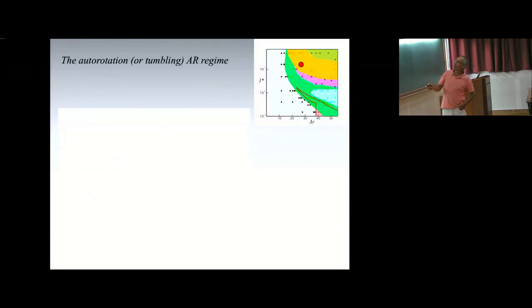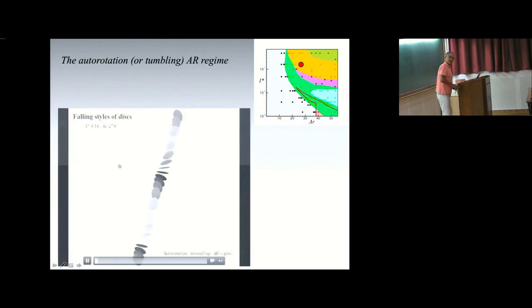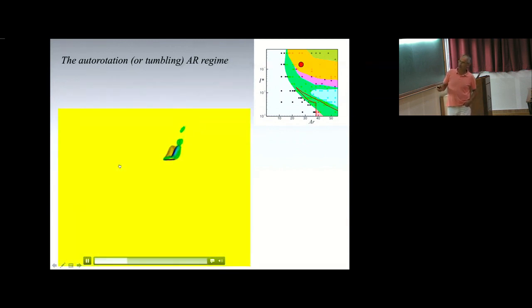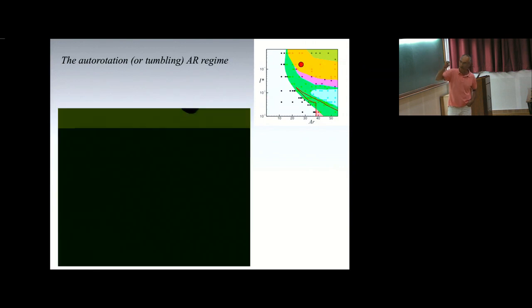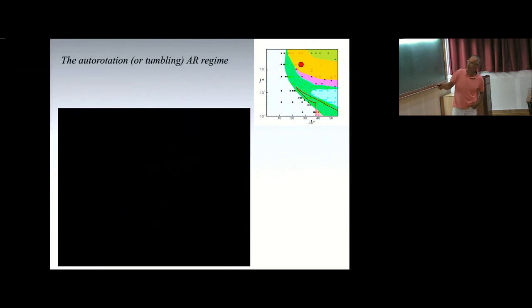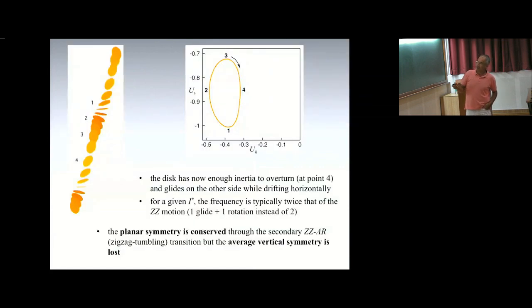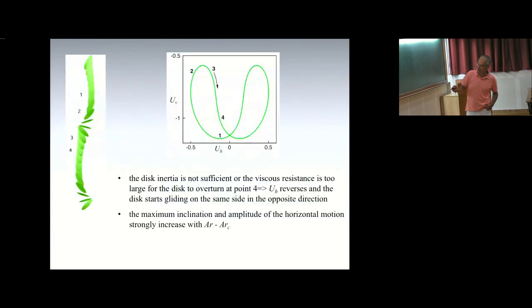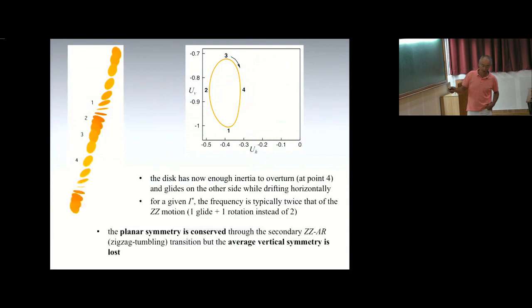So we can now look at the second transition, so the orange region here. So again, this is the same representation, but you see that now the disk is performing full rotations, so full tumbles. And again, you see how the vortices are shed in the wake of the disk. So in this case, if we plot again the vertical velocity versus the horizontal one, here is what we get. So you can compare with the previous plot, this one. So now the disk has enough energy to overturn. So basically its rotation rate doesn't change sign, which means that the horizontal velocity always keeps the same sign.